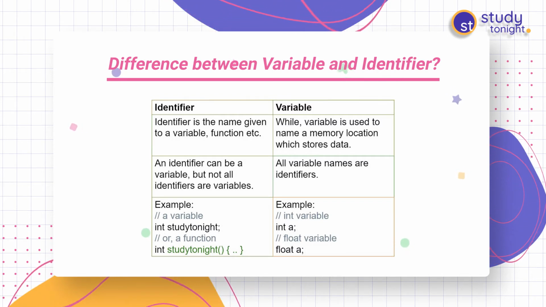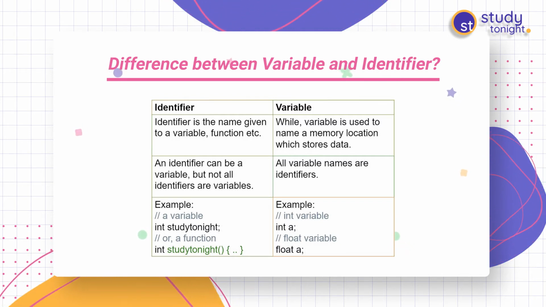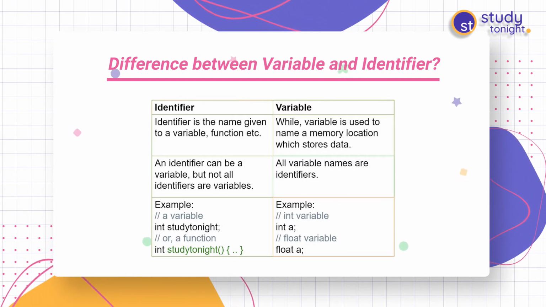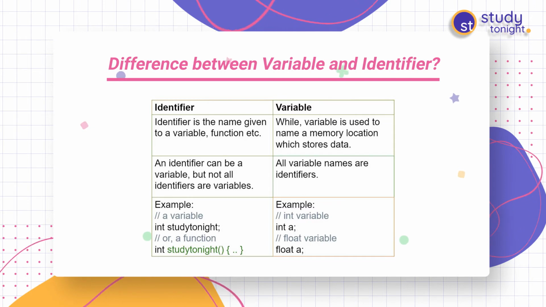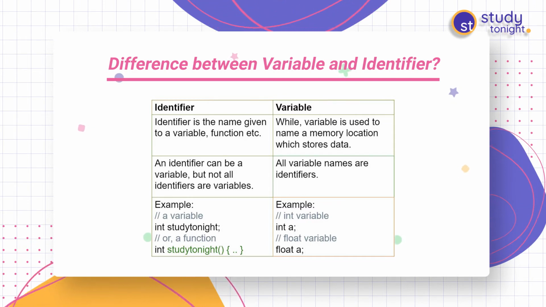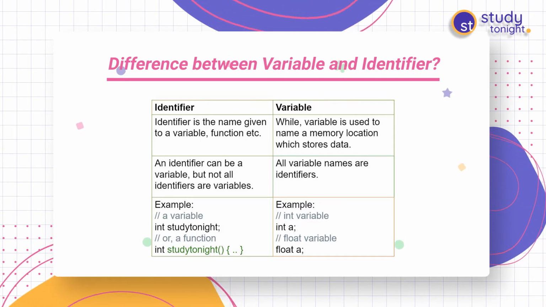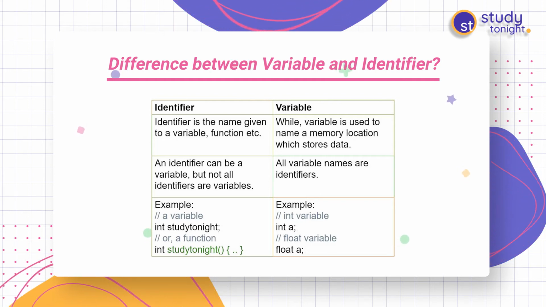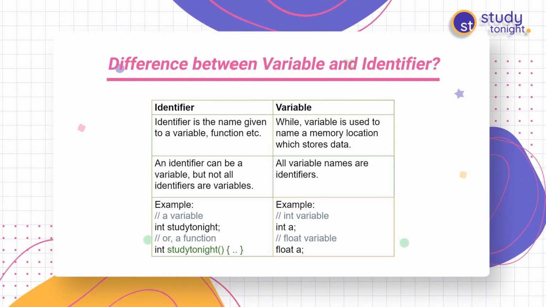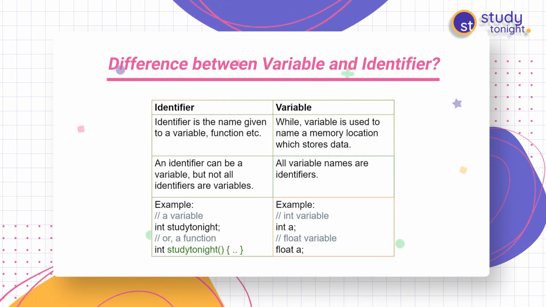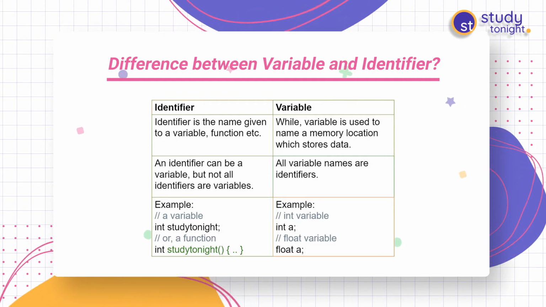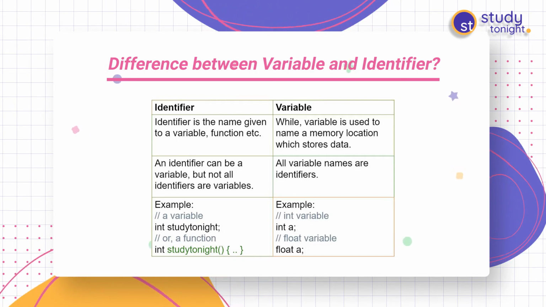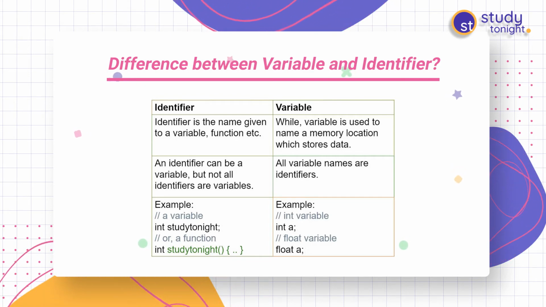An identifier can be a variable, but not all identifiers are variables. All variable names are identifiers, as I have already told you, but not all identifiers are variables. It can be a function name also. It is not necessary that it will always be a variable name. It can be a function name, a struct name, or a union name also. So it can be anything.